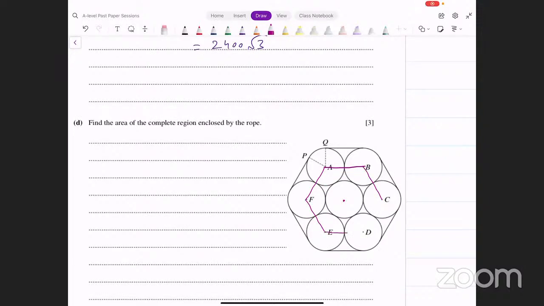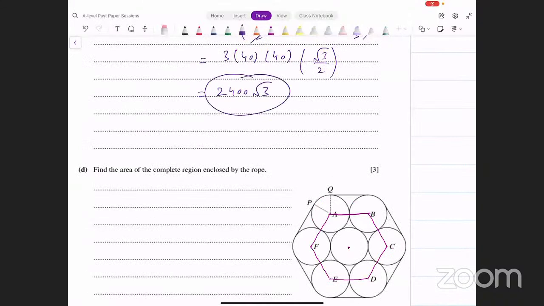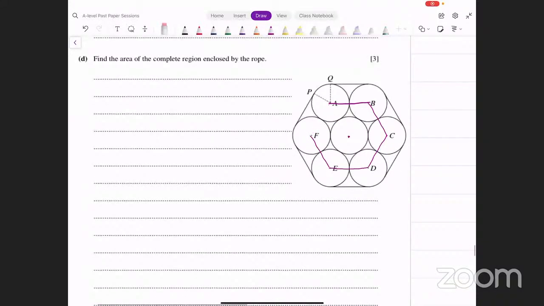ये एरिया उसने निकलवा लिया आपसे, ठीक है? अब हम क्या करेंगे, जो आउटर रीजन हमने अभी तक नहीं कंसिडर किया उसका एरिया फाइंड कर लेंगे, ठीक है? ये अंदर वाले पार्ट को इग्नोर कर दें, ये हमने ऑलरेडी फाइंड कर लिया. दैट्स 2400 स्क्वायर रूट ऑफ 3. नाउ वी आर लुकिंग एट द रेस्ट ऑफ द रीजंस, ठीक है? अंदर वाले पार्ट को हम शेड करेंगे so that we know we are not considering that anymore. ये अंदर वाला पार्ट हमने ऑलरेडी कर लिया हुआ.